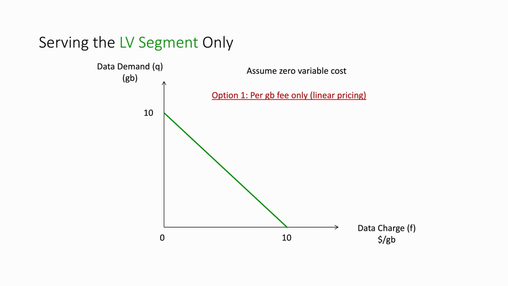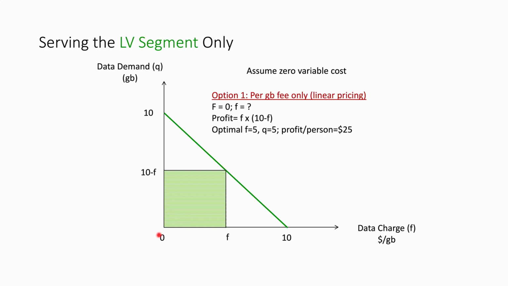Option 1 is, what if we charge on a per gigabyte fee basis only? So it's basically linear pricing. Big F is 0. What is the optimal small f? Here, when we charge a small f, the demand is 10 minus f, and the profit for the company is small f times 10 minus small f, basically the size of this small square. So profit equals f times 10 minus f.